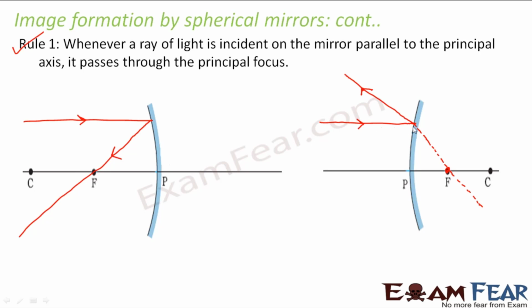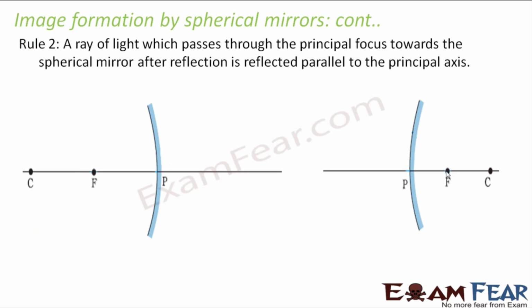So in this case, this is your incident ray and this is your reflected ray. Because a convex mirror is a diverging mirror, whenever the rays of light strike the mirror, they get diverged. They get bounced back, because for any mirror, it will get bounced back, right? It will not cross the mirror and pass through it. So it will get bounced back and diverged. If you extrapolate it, it will appear to pass through this principal focus, right?